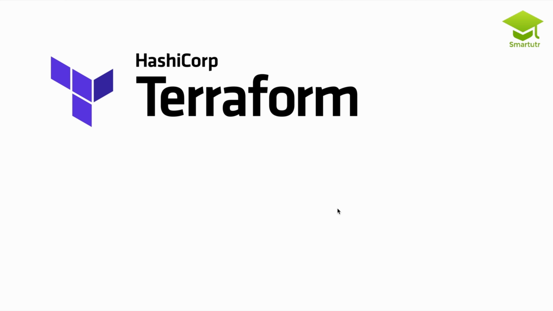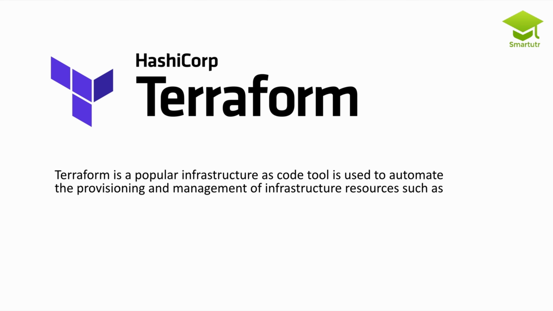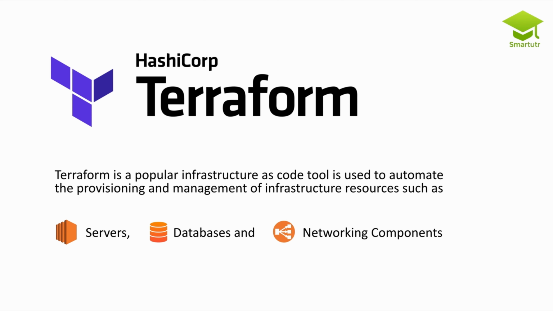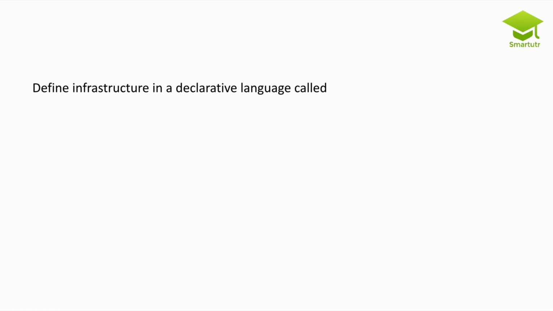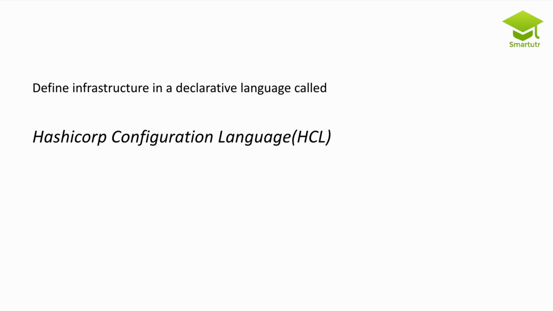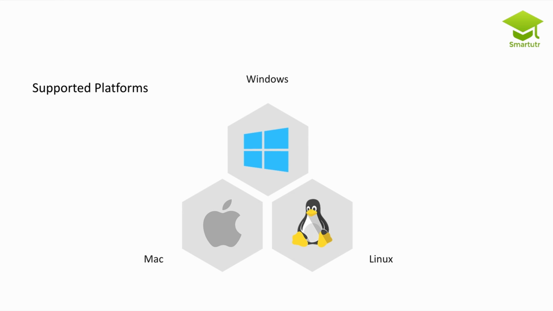Terraform is a popular infrastructure as code tool that is used to automate the provisioning and management of infrastructure resources such as servers, databases, and networking components. It is a powerful tool that allows you to define your infrastructure in a declarative configuration language and then automate the creation and management of those resources. Terraform is developed by HashiCorp and is available as an open source tool as well as a paid enterprise version. It is a cross-platform tool and can be used on Windows, macOS, and Linux operating systems.